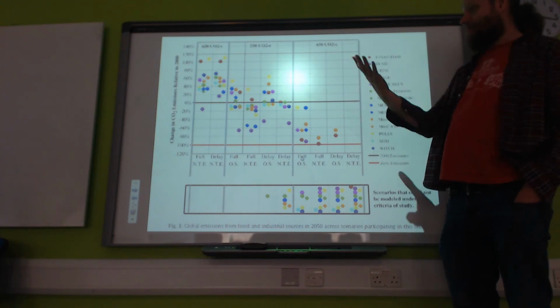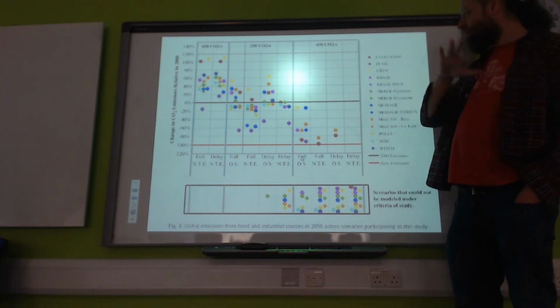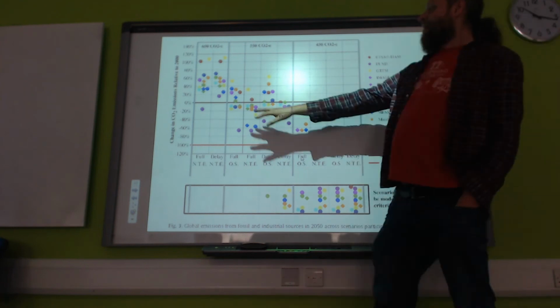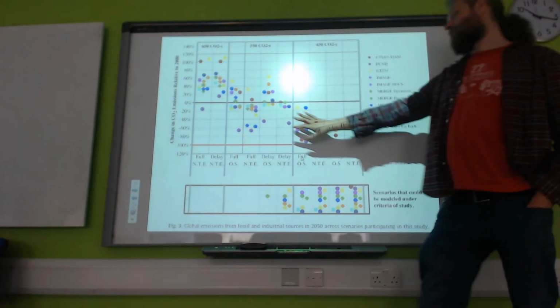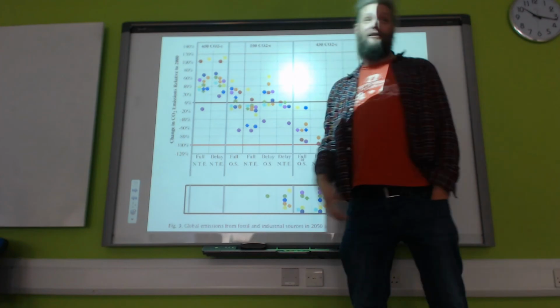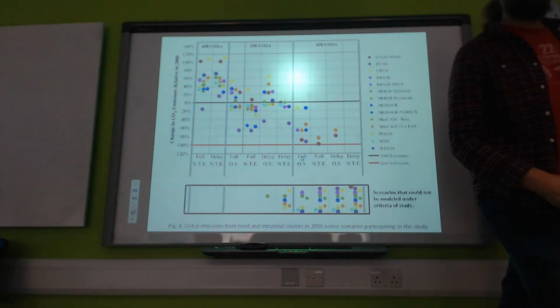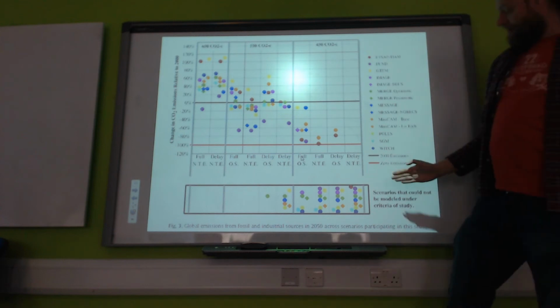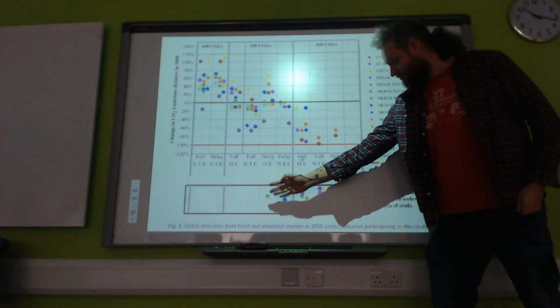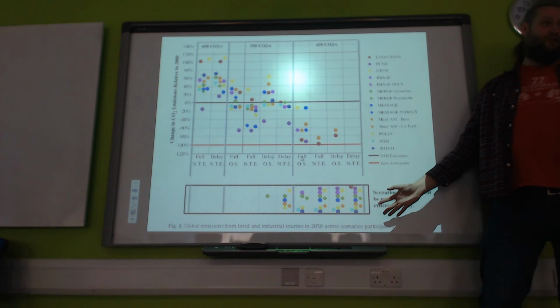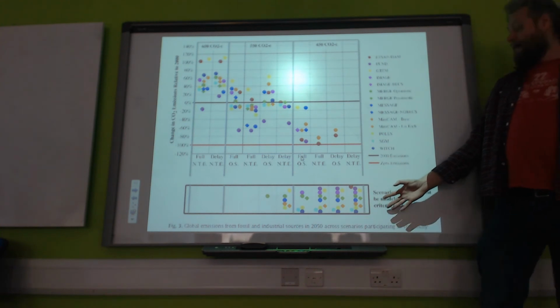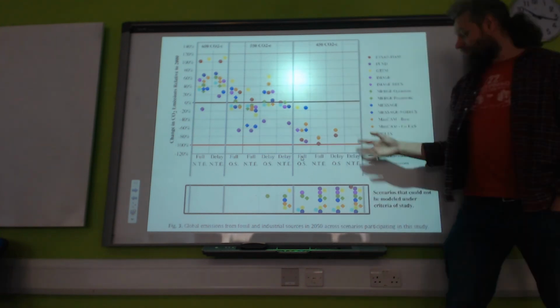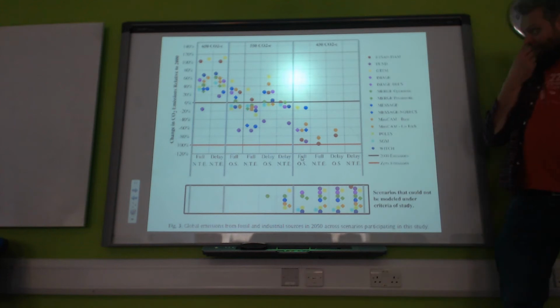I skipped the graph, which I should not have skipped. I'll go back. Now what you see is that the more stringent the target, the lower the emissions in 2050 should be. That should not surprise you. But here again, we see the same information. These are the models that say, sorry, can't do. And as we move to the right, there's more and more models dropping into that category.